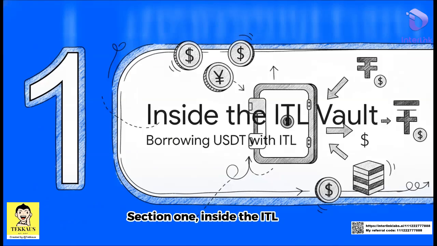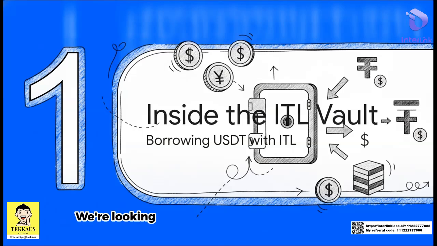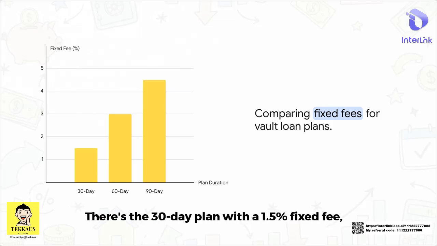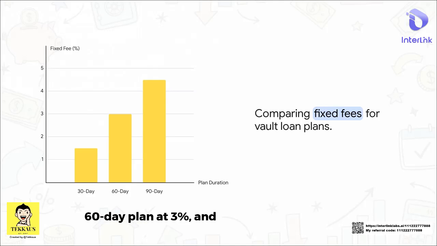Section 1. Inside the ITL Vault. We're looking at borrowing USDT against your ITL collateral. The core idea here is incredibly powerful. Lock up your ITL in the vault, and boom, you get immediate USDT liquidity. When you initiate a loan, you're looking at 3 fixed-term plans. There's the 30-day plan with a 1.5% fixed fee, a 60-day plan at 3%, and a 90-day plan sitting at 4.5%.